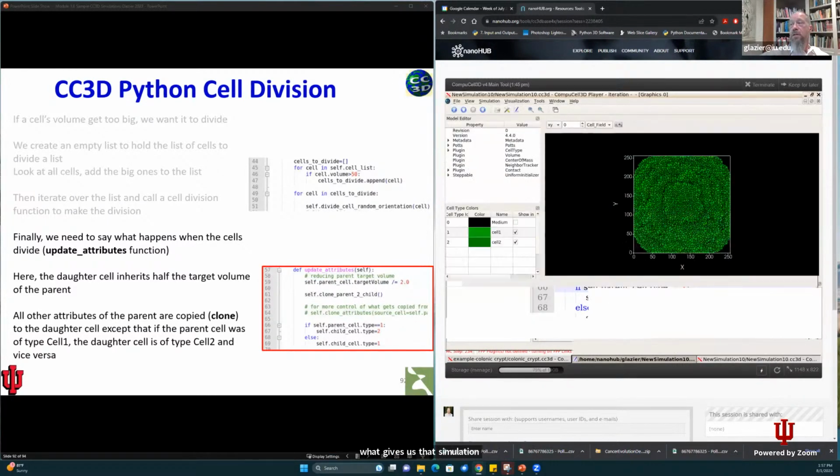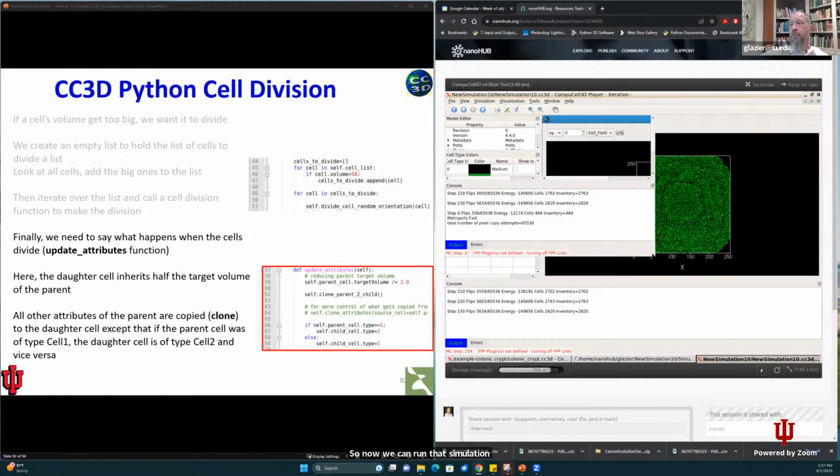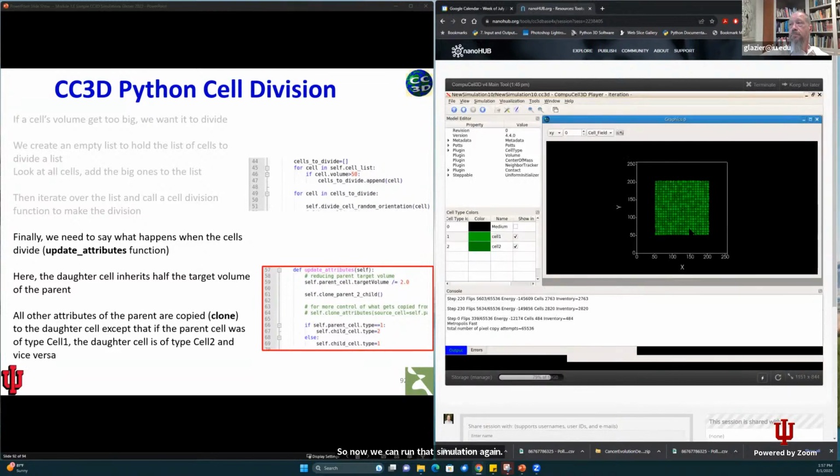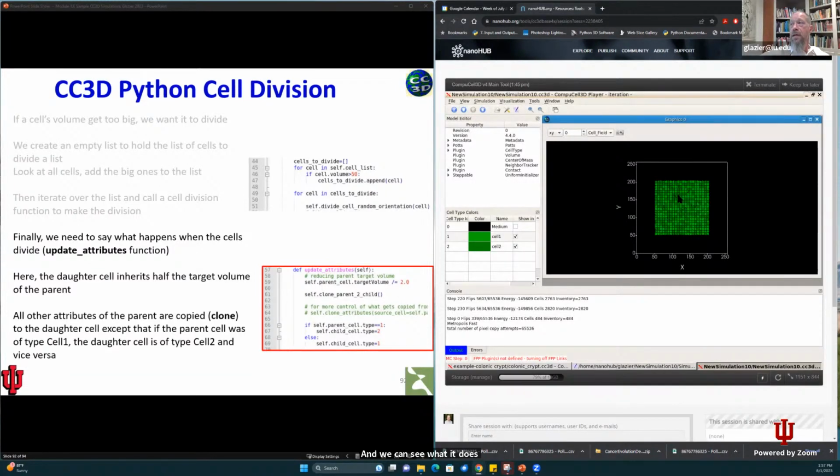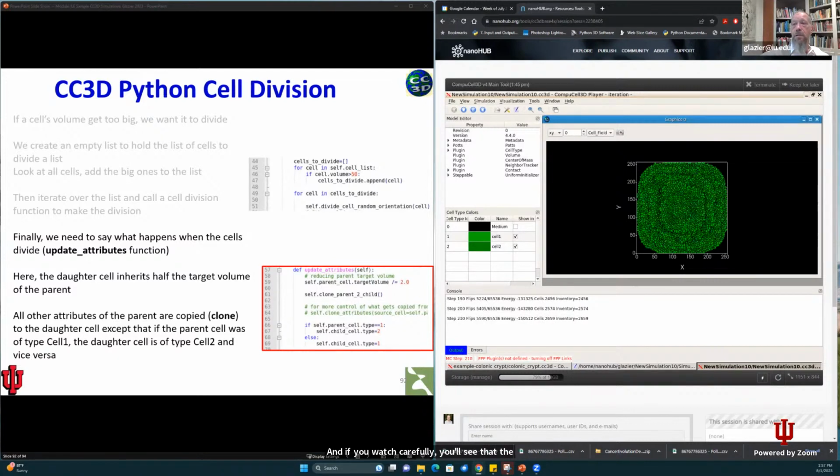And so now we can run that simulation again and we can see what it does. Again, you'll see the colors will change. We'll see the cells grow. When they get to a certain size, they divide. And if you watch carefully, you'll see that the daughters have a different color from the parent.